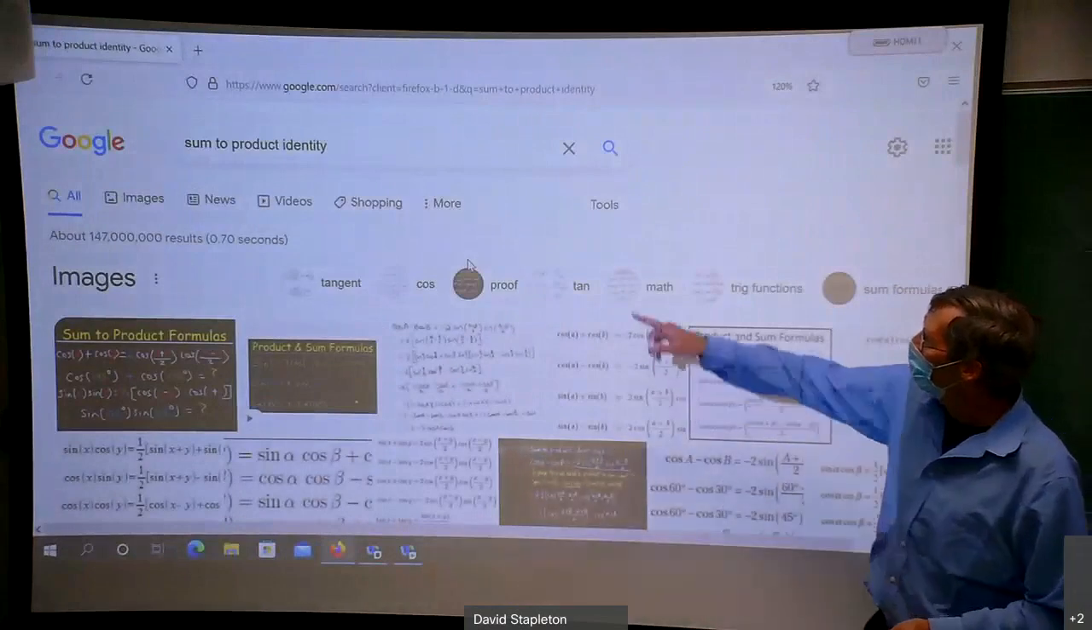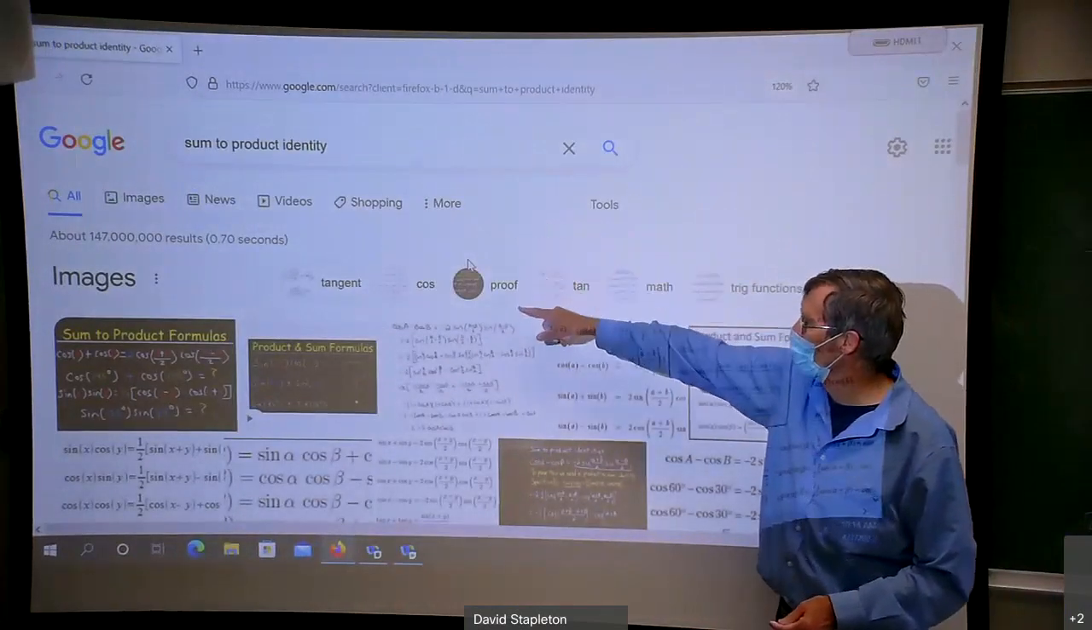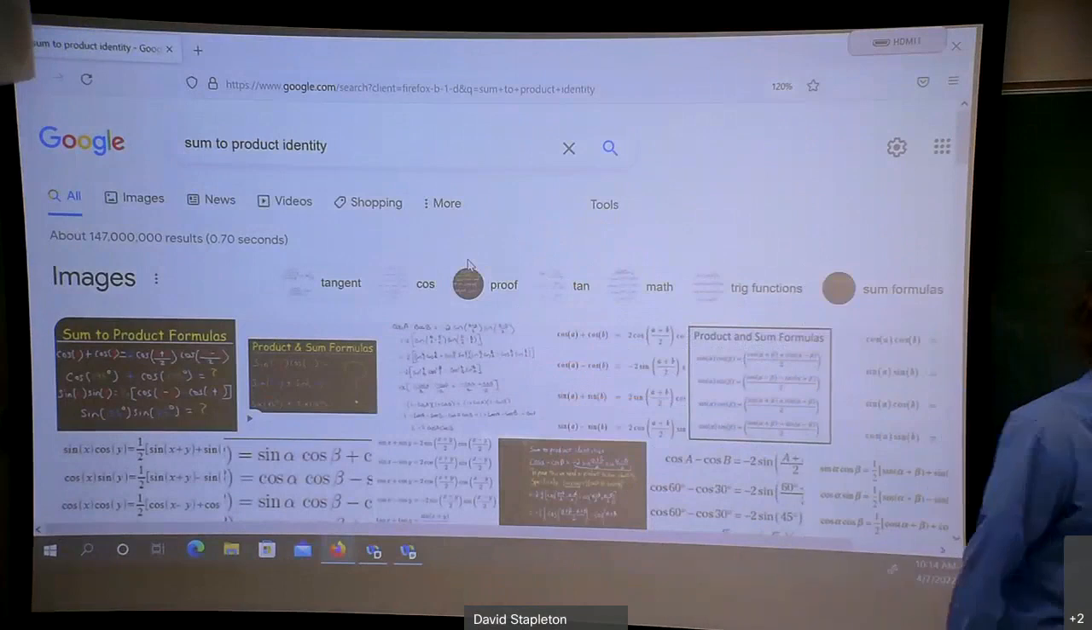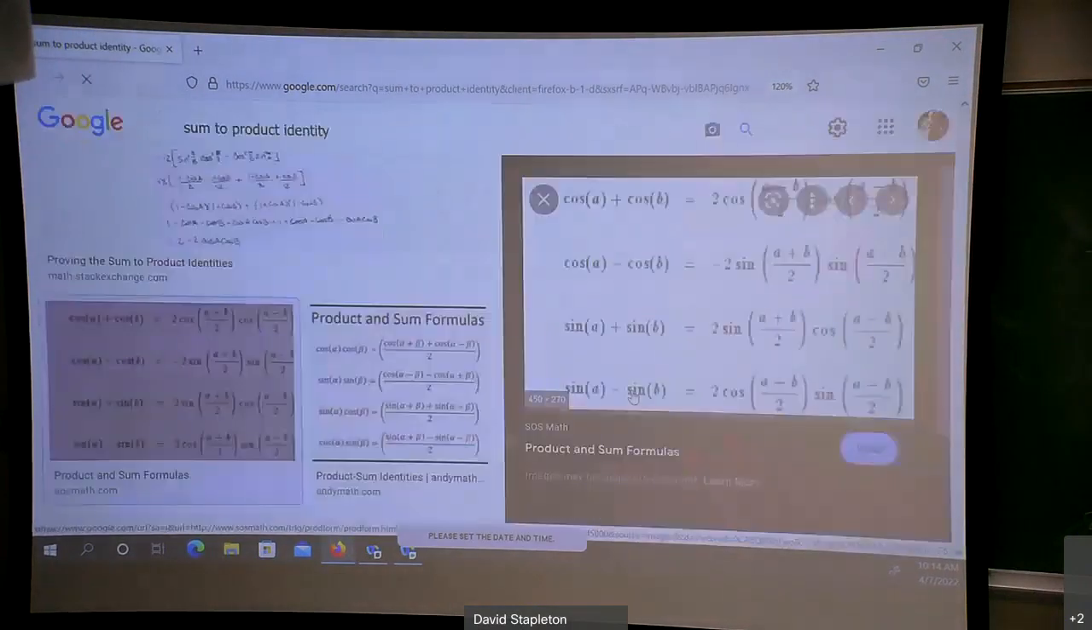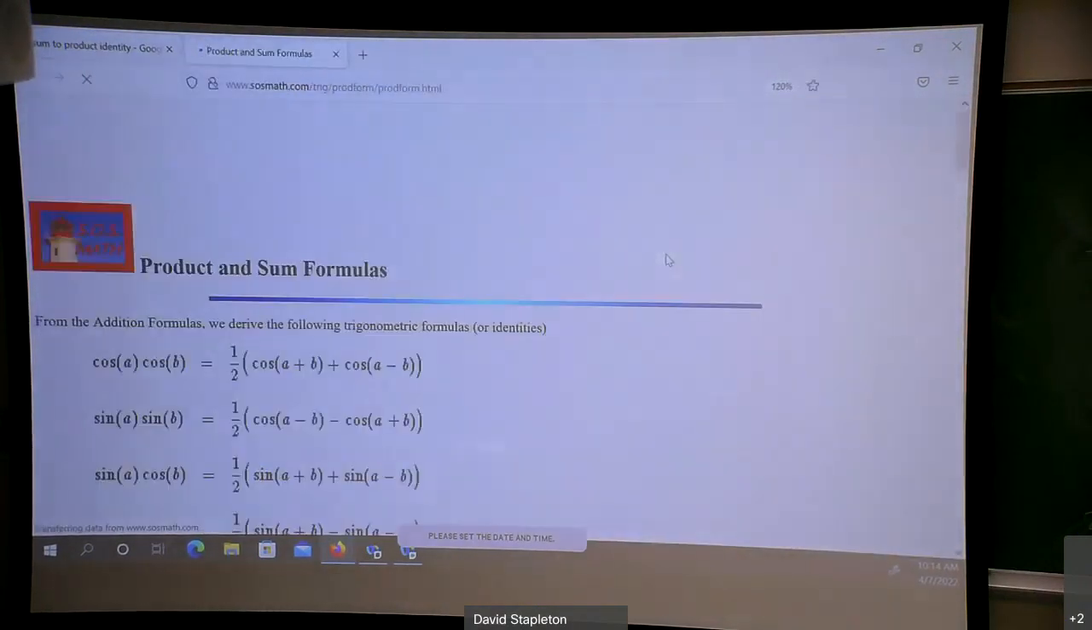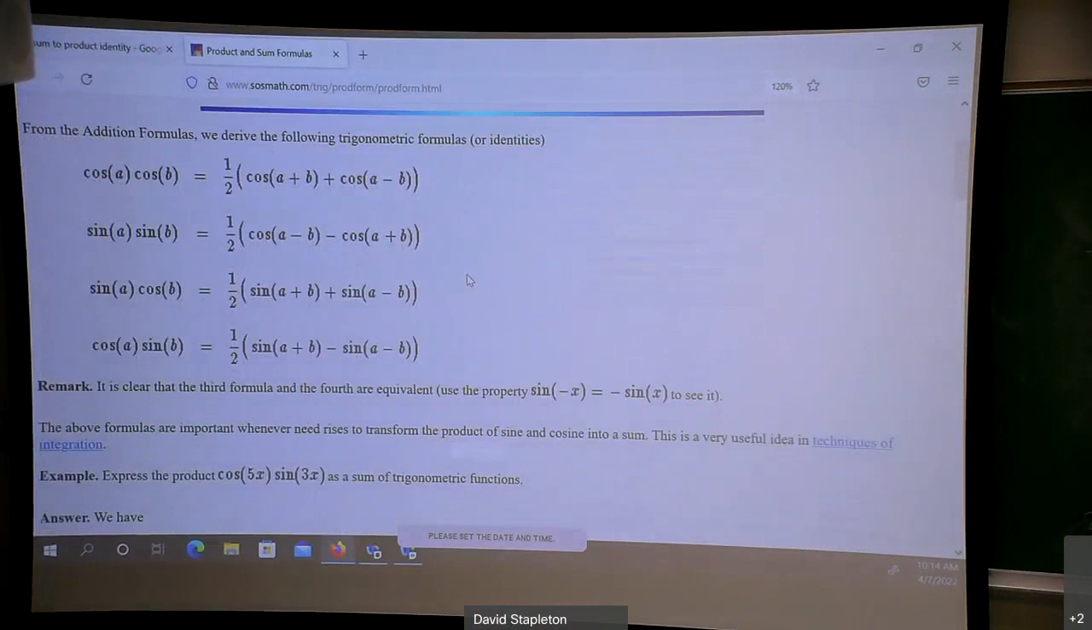There it is. So I just Google sum to product identity, and all these things come up. You just click on your favorite one that looks easy to read. Maybe I'll just go over and click on this one. Now there it is. This is on SOS Math, which is a popular website for math. This is a nice reference.